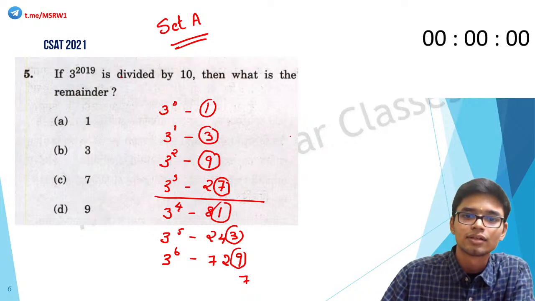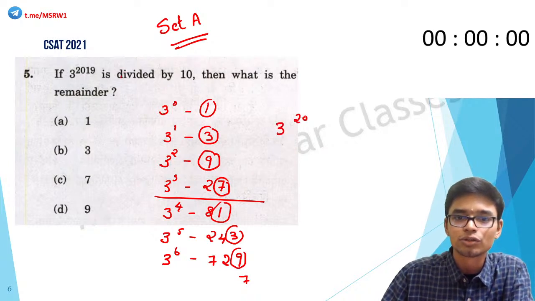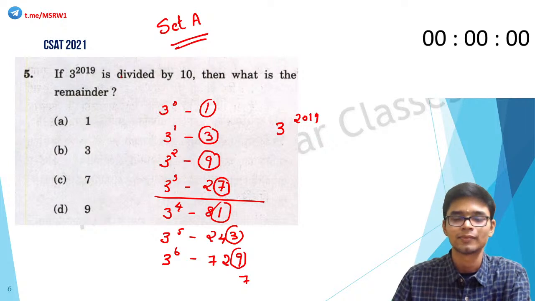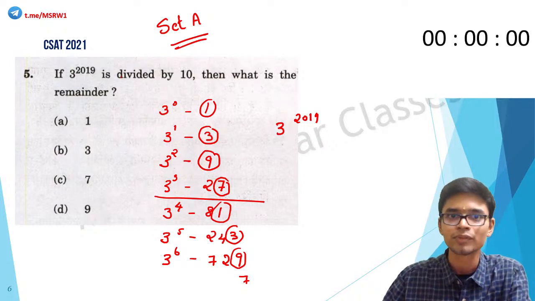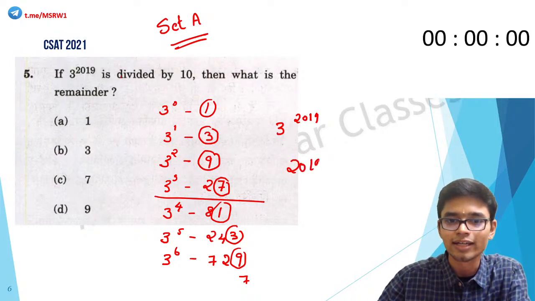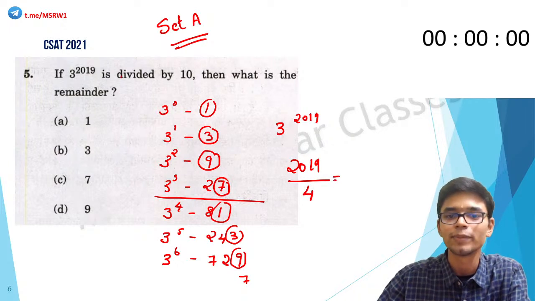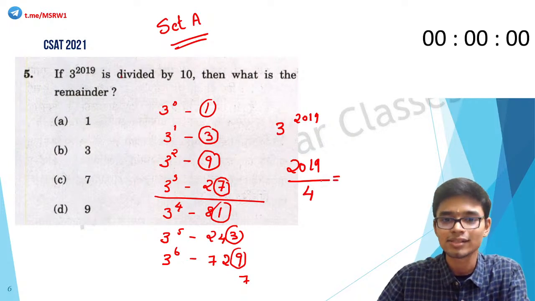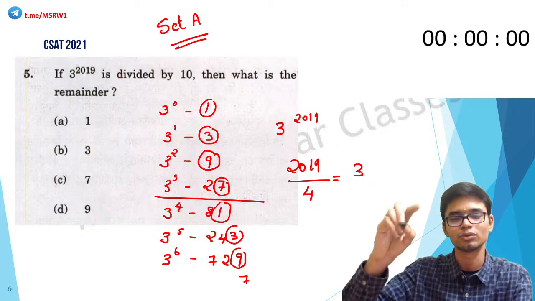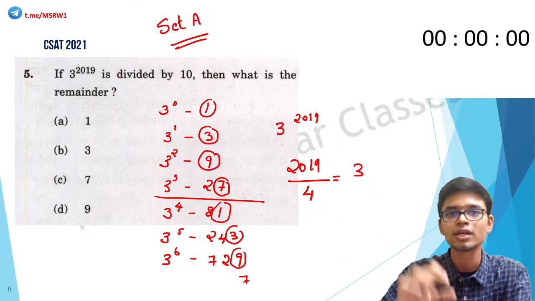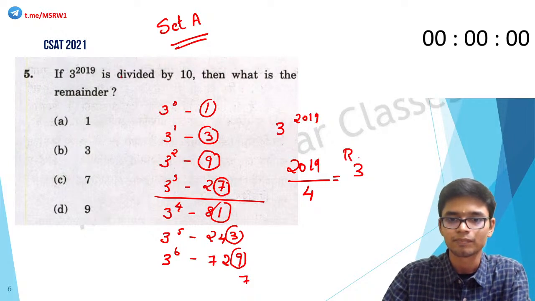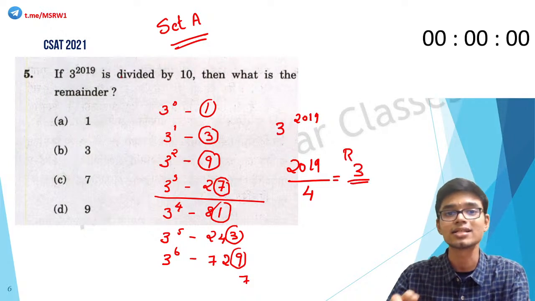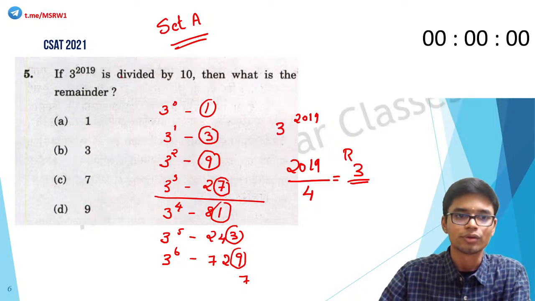Now, 3 to the power 2019. From this data I have just told you, we can say that if we divide 2019 by 4, what would be the remainder? The remainder is 3, right? I mean, 2016 is perfectly divisible by 4. The remainder is 3. This is not a quotient, it is the remainder.